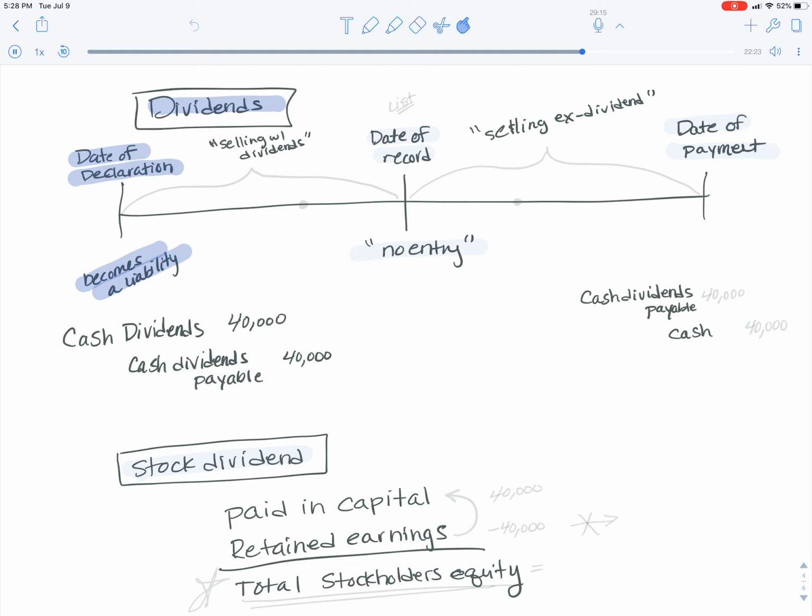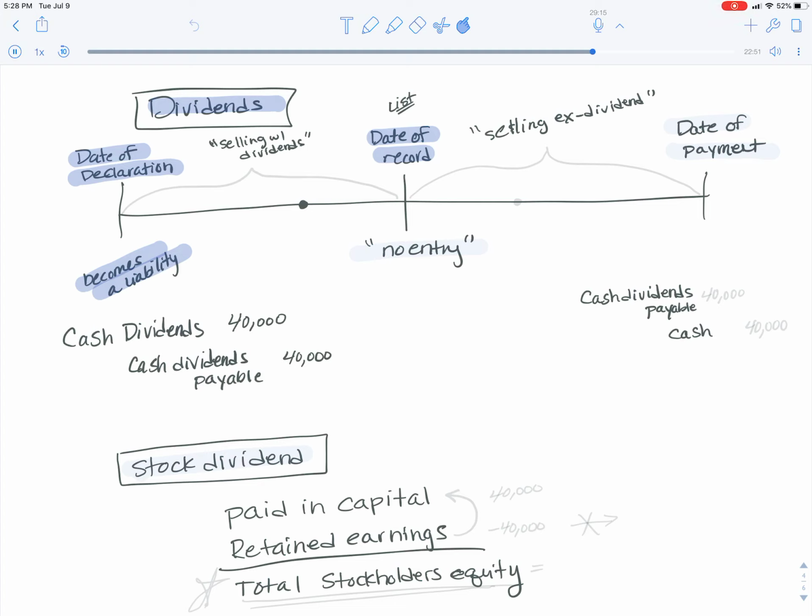The third date is the date of record. Now this is a really important date because if you buy, let's say you buy the stock after the date of declaration, but before the date of record. This date of record is basically a list of people who are going to get the dividend. So to be on the list to get the dividend, you have to buy it before the date of record.